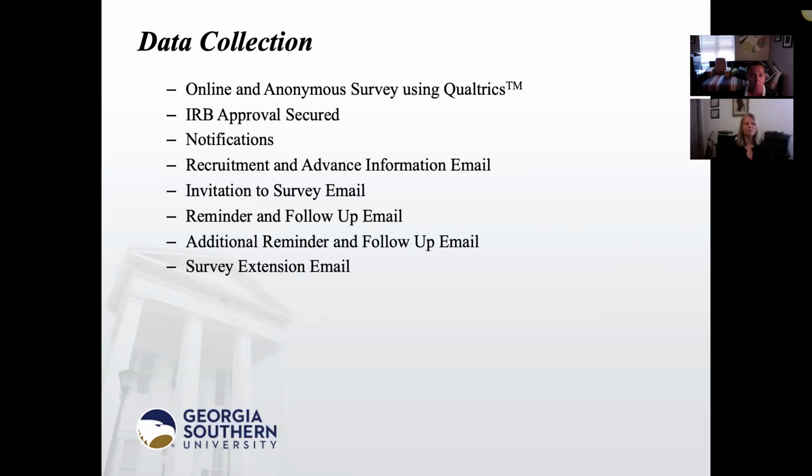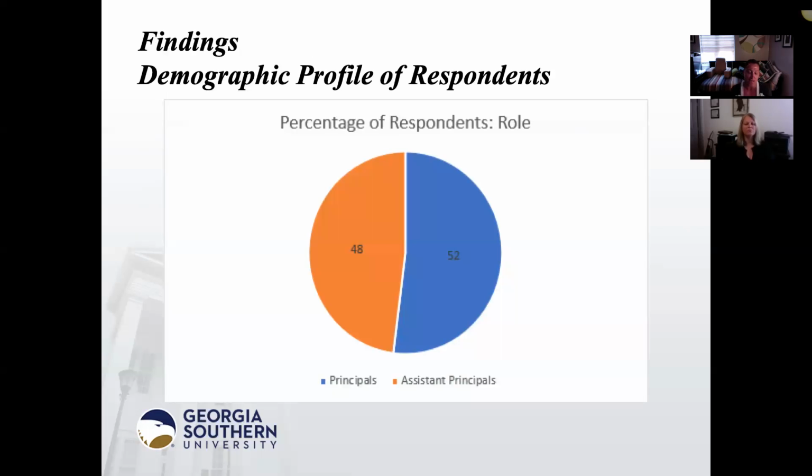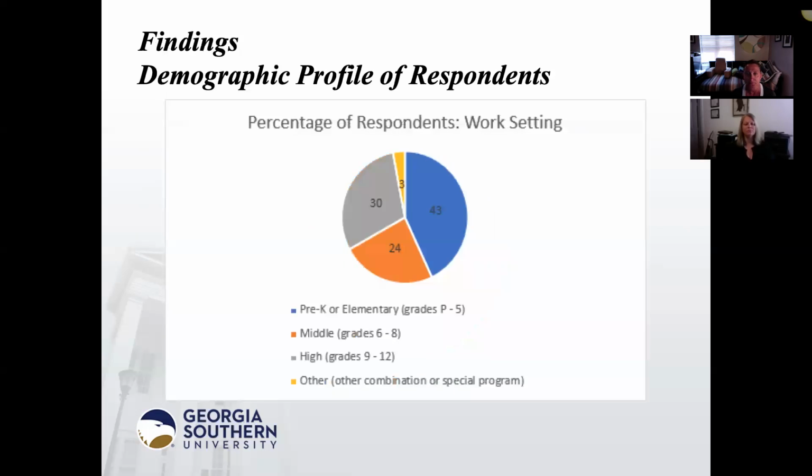It was an online and anonymous survey using Qualtrics. We had IRB approval. We contacted our participants, invited them to participate in the survey, with a reminder follow-up and additional follow-up. And we were able to collect our data and analyze it. From looking at our demographic data, of those participants who responded, 48% were assistant principals and 52% were principals. 43% are coming from grades P to 5, 30% are at the high school level, 24% at the middle school level, and then 3% reported as other.